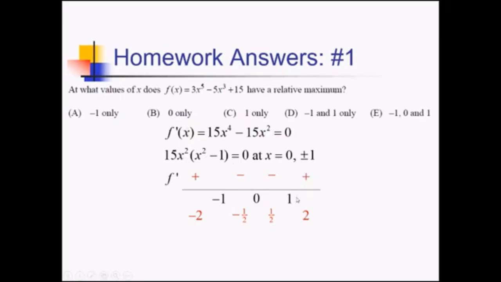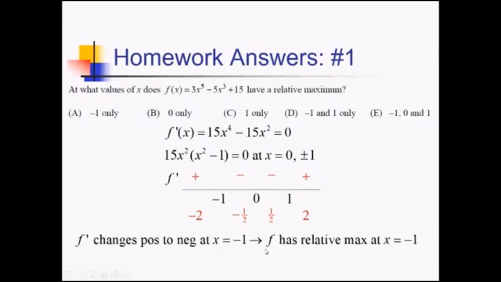So looking at my sign chart here, I see that I'm changing my f prime from positive to negative at x equals negative 1. Therefore, f has a relative max at x equals negative 1, which is going to give us answer choice A. And if you just take a quick look, there's nowhere else where f prime is changing positive to negative, so none of these answer choices with multiple critical values would have worked here.